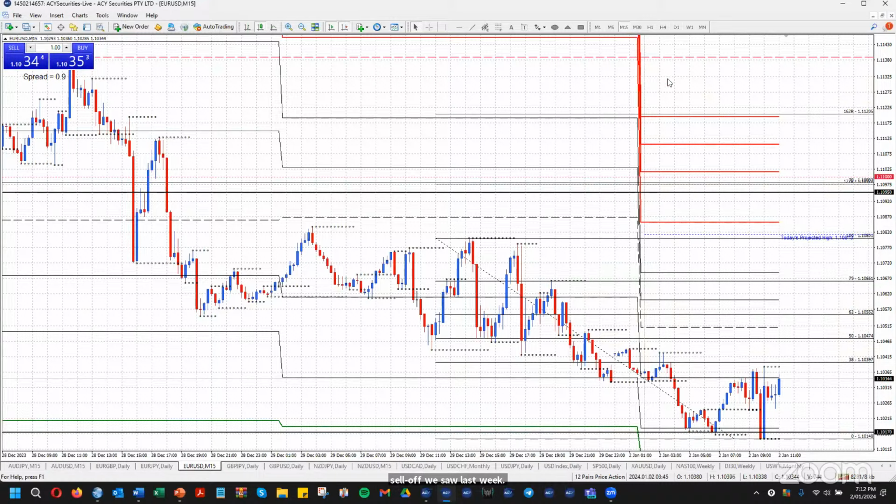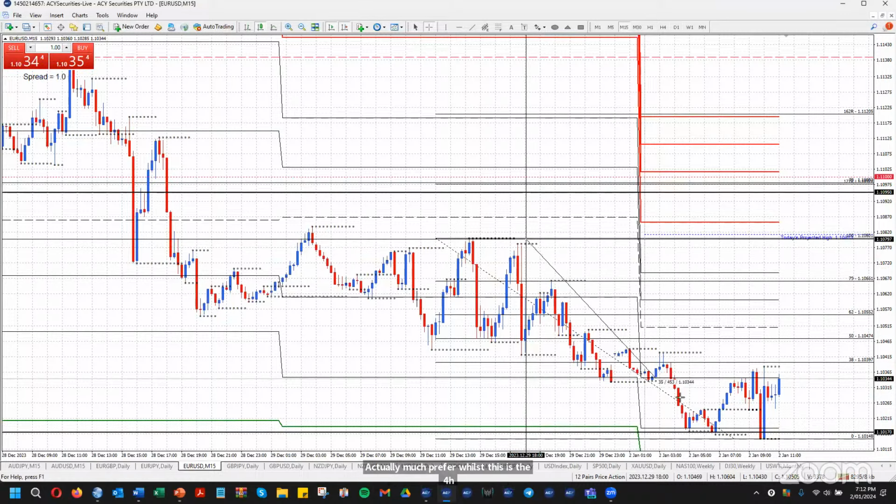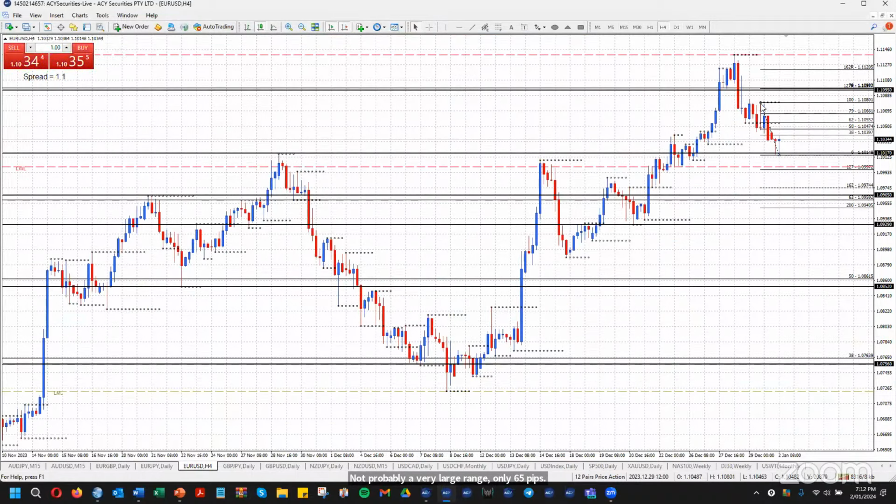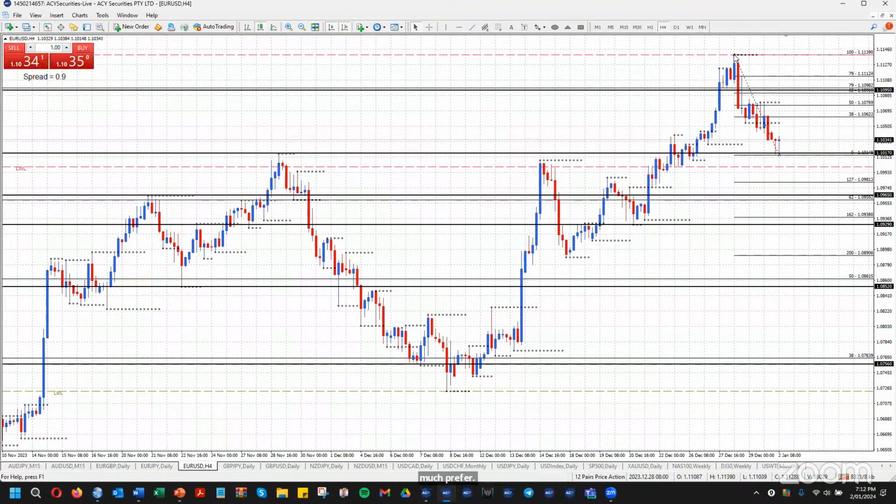I'd actually much prefer, whilst this is the 4-hour range, not probably a very large range, it's only 65 pips or so, I would much prefer to look at that whole rejection from up that high there as a range to look at. And the 62 level overlaps with that monthly resistance at 110.95. So for me at the moment, the market's going to be relatively range bound or slow going until we get a US news announcement, and we're what? Like we're only 60 pips away from this area.